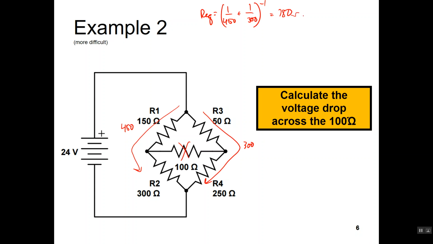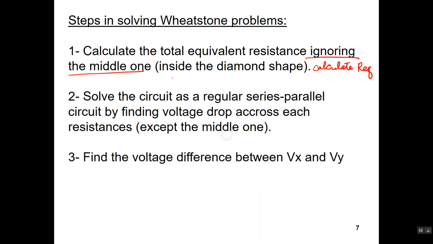So my REQ is 180. That's step 1, done, 180 ohms. Step 2, solve the circuit in terms of its voltage drops across each resistor and the current across each resistor, just like we were to do using Kirchhoff's law, Ohm's law in the past, ignoring the middle one.